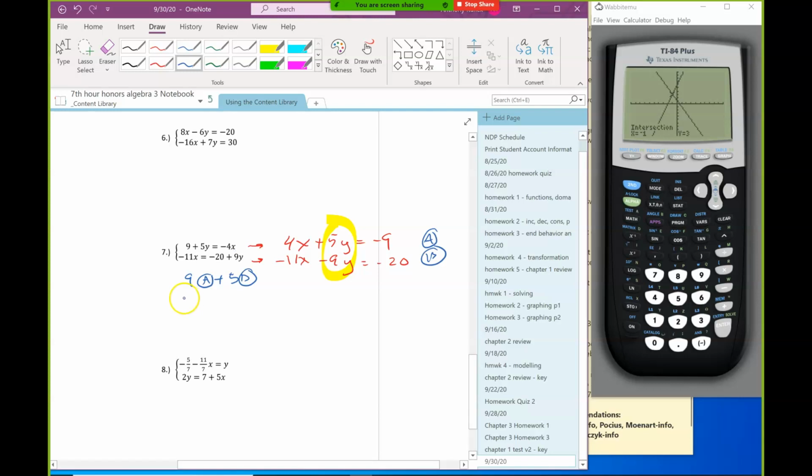So if I do that, 9 times A is 36x plus 45y equals -81. And if I multiply 5 by equation B, that's -55x minus 45y equals negative 100. So that's going to give me negative 19x equals negative 181. If I divide both sides by negative 19, I get x is equal to 181 over 19.